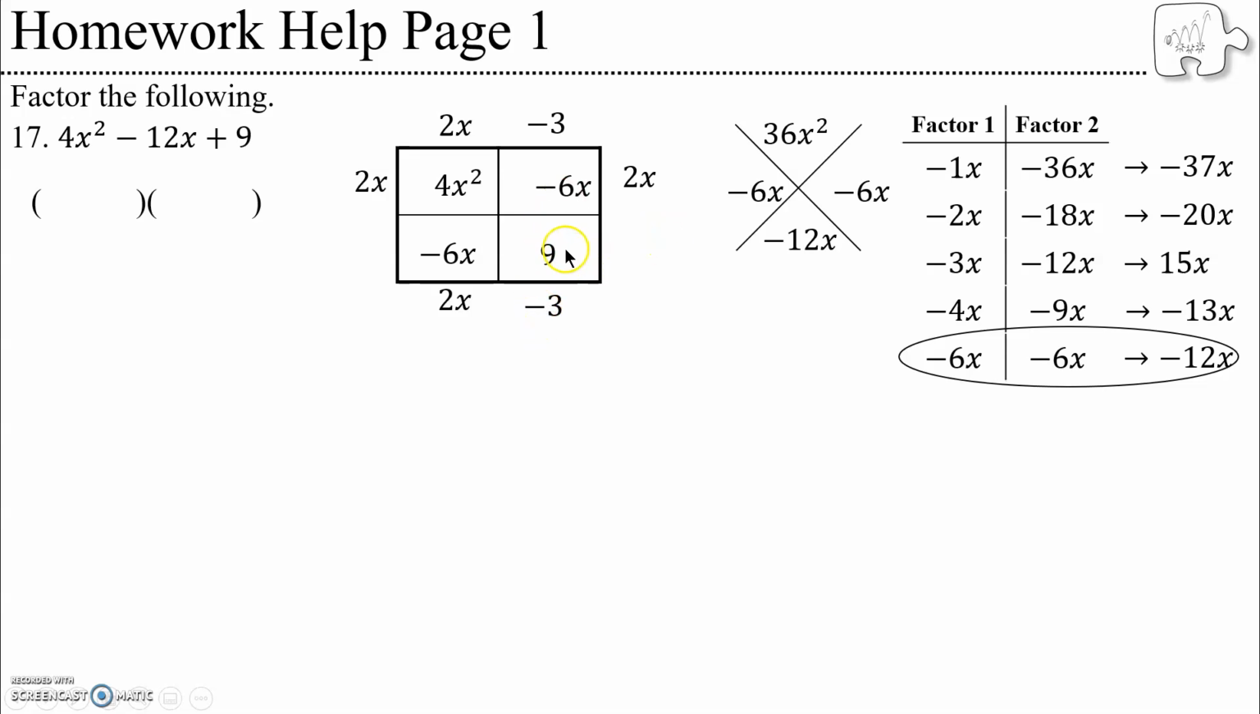Negative 3 times what is positive 9? Negative 3 times negative 3 is positive 9. So there's a negative 3 going across. We've got our length and our width together, and then we fill in our answer: 2x minus 3 times 2x minus 3.